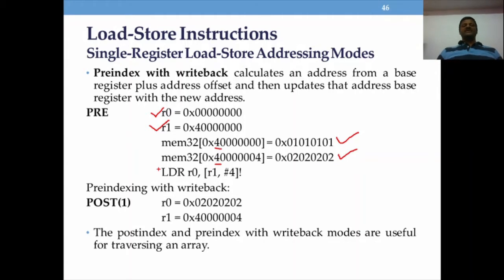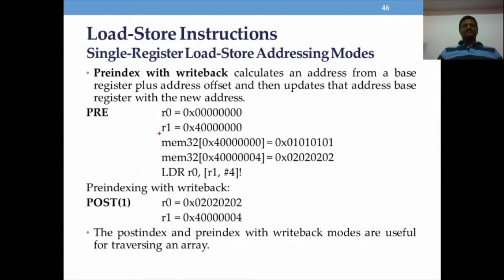Now look at the instruction LDR R0, [R1], #4, with the offset outside the bracket and no exclamation symbol. Okay, now after execution the R0 content will update to 02020202 and R1 to 4704.